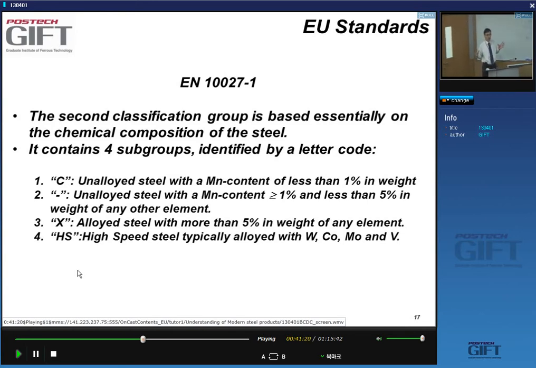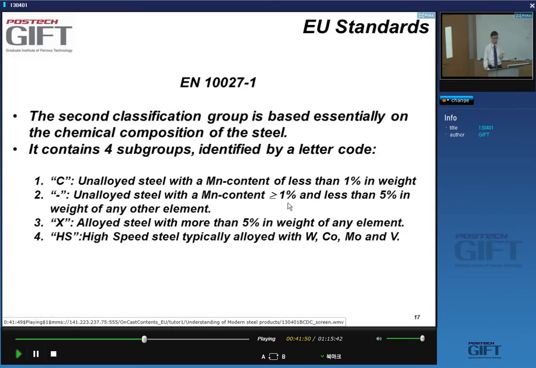And we have four important subgroups, yes? And these are identified by a letter code, yes? So C means unalloyed, or what we would also call commercial grade, yes? And it has a manganese content less than 1 mass percent. Yes? Why do we focus on manganese?